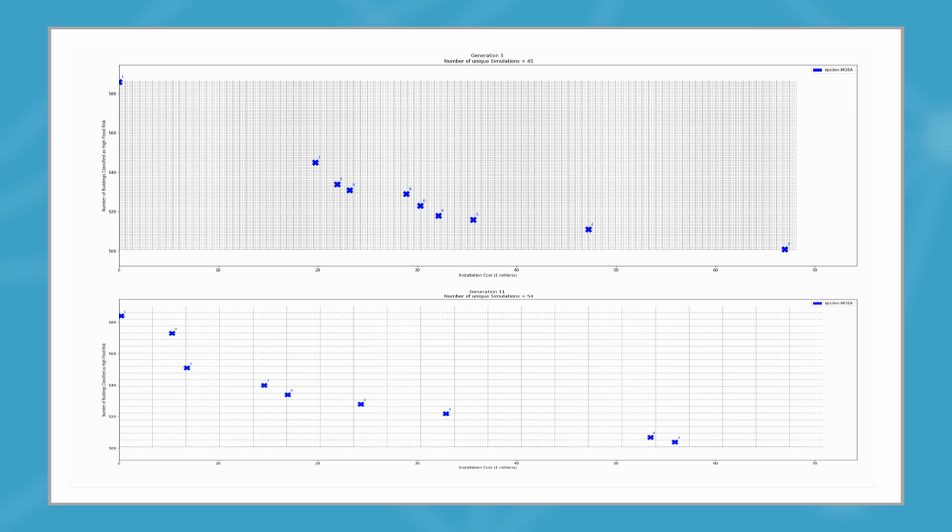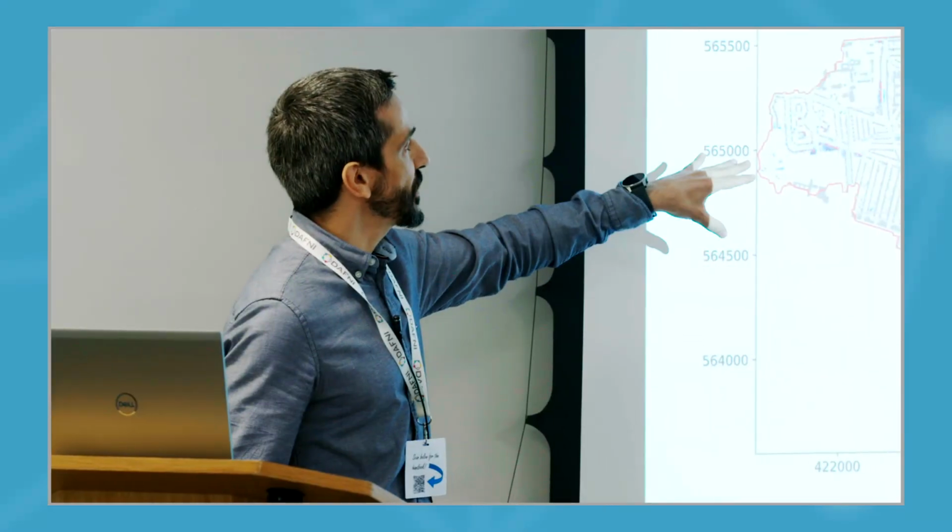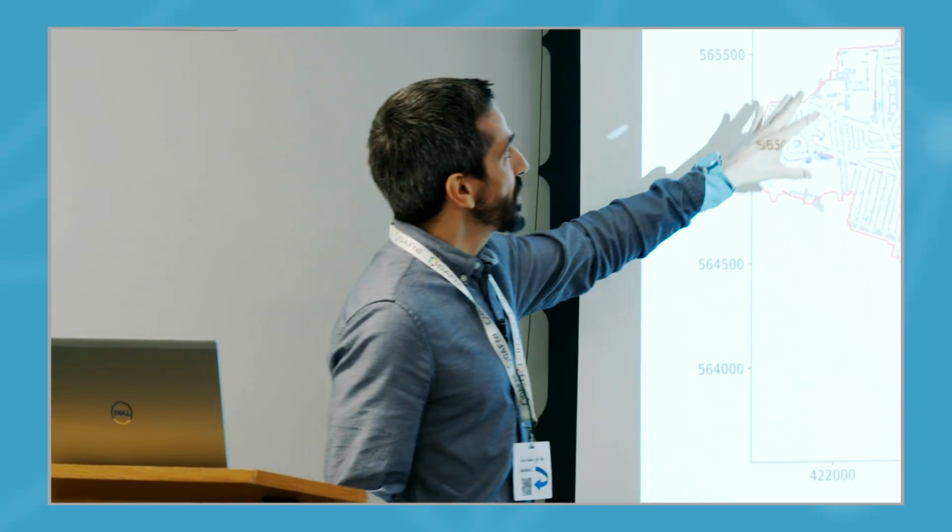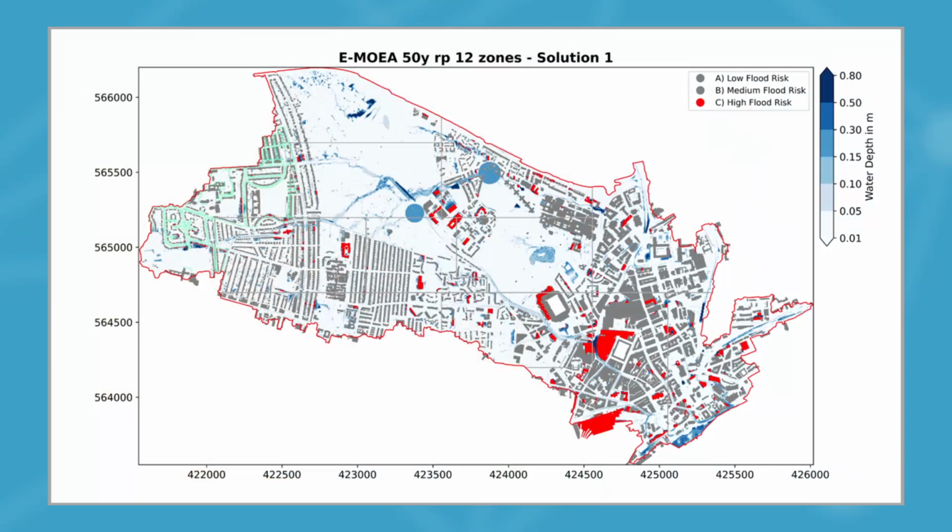So this is a comparison between these two with 110. This is solution 1. Basically here the areas highlighted in green are the areas where permeable pavements are implemented, and here you can see the ponds. And then the second one, you see there are no permeable pavements, there are only ponds.